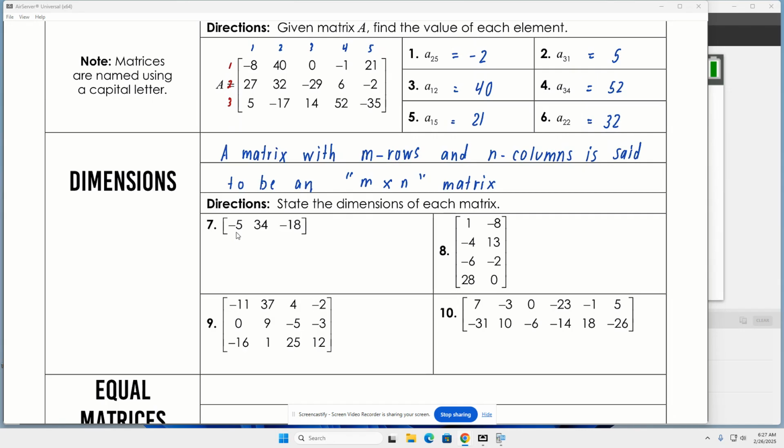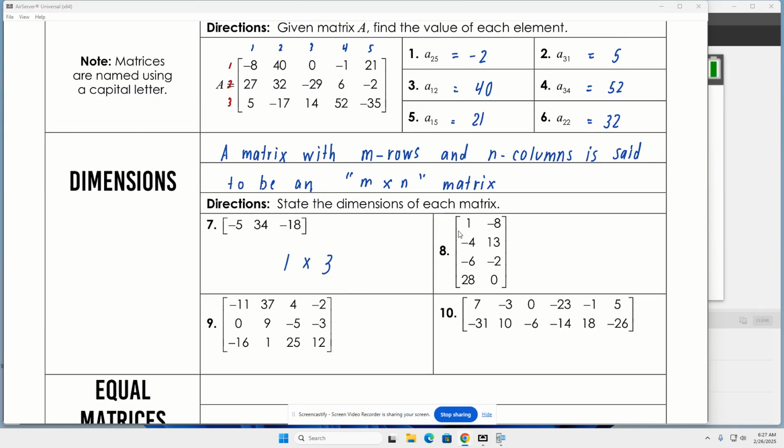All right, so if you look at this one, how many rows do I have? How many horizontal rows are listed here? Well, that's just one. So this is going to be a 1 by, and how many columns? Well, I know it's just one number, but that's 1, 2, 3 columns. So this is a 1 by 3 matrix. A 1 by 3 matrix.